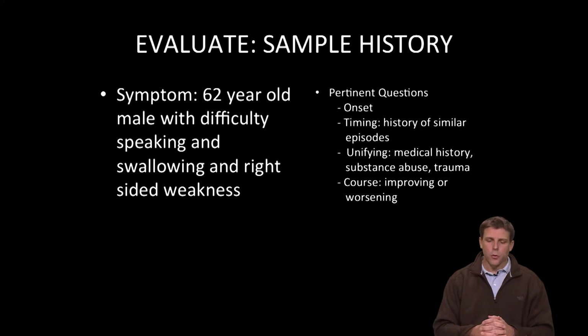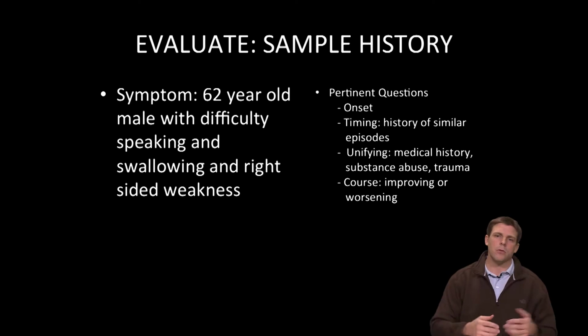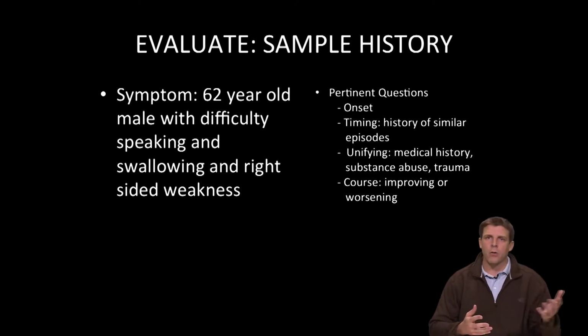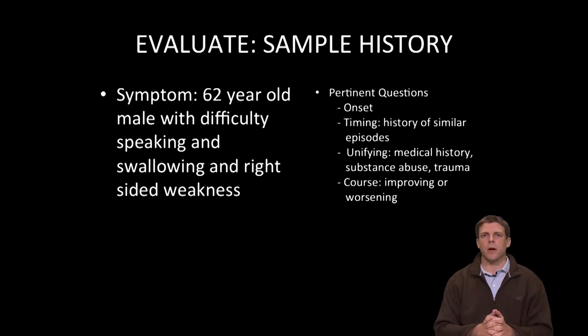And then U for unifying, is there a medical history that can unify this patient's multiple findings into one coherent diagnosis? So in other words, in this patient's medical history, is there a history of something that would perhaps shed some light as to why this is happening? So for instance, substance abuse, or was the patient hit by a car the night before? Something very relevant that could allow us to at least prioritize a little bit the differential diagnosis list that we're going to develop. Lastly, we'd like to know the course.